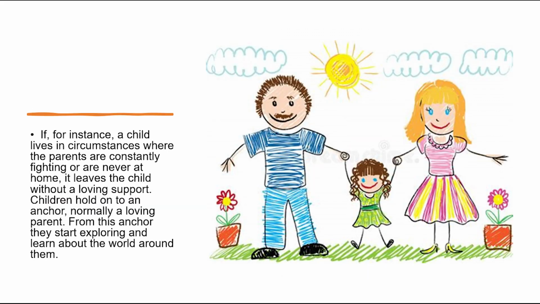If, for instance, a child lives in circumstances where the parents are constantly fighting or never at home, it leaves the child without a loving support. Children hold on to an anchor. Normally, it's a loving parent. From this anchor, they start exploring and learn about the world around them.